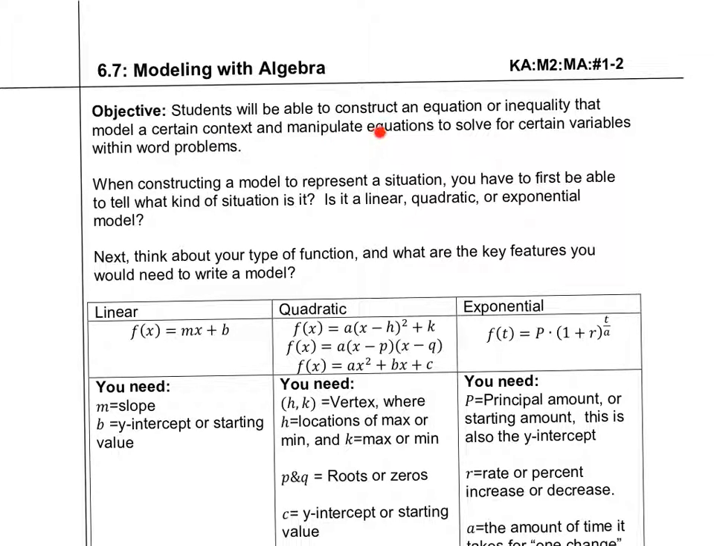Okay, objectives. Students will be able to construct an equation or inequality that models a certain context and manipulate equations to solve for certain variables within word problems.